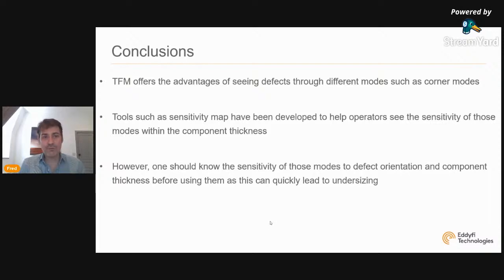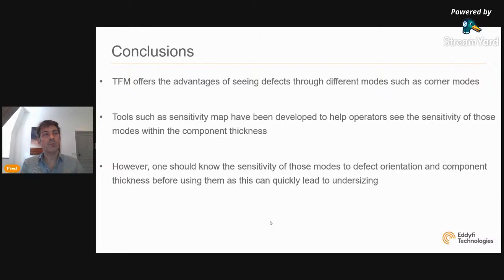So TFM offers the advantage of seeing defects through different modes. We have the direct mode, the indirect mode, and the corner modes. There is potential here. And some tools such as the sensitivity map have been developed to help operators see the sensitivity of some modes within the component thickness.